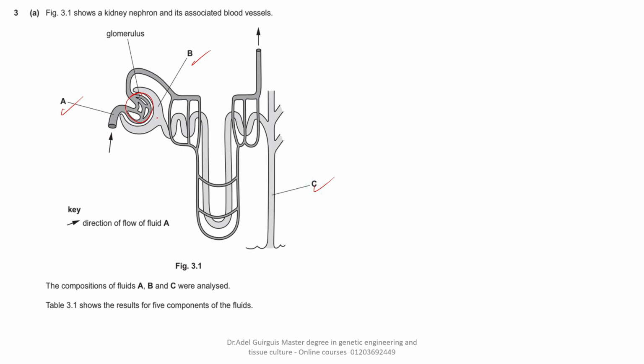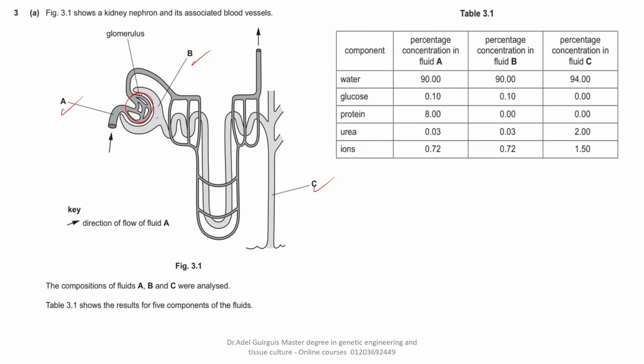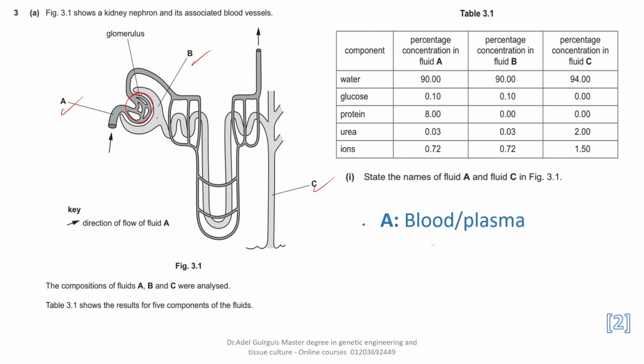The table shows the results for 5 components of the fluids: water, glucose, protein, urea, and ions, as percentage concentration in the 3 fluids A, B, and C. The question here is to state the names of fluid A and fluid C in figure 3.1. Fluid A is blood, or blood plasma. What about C? Urine.